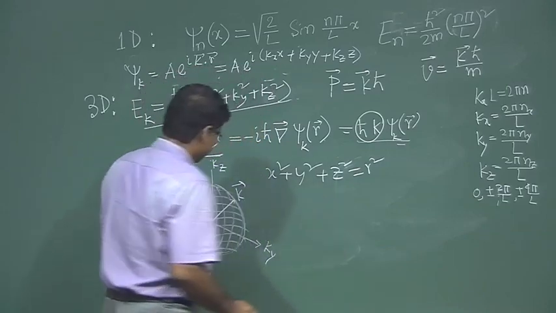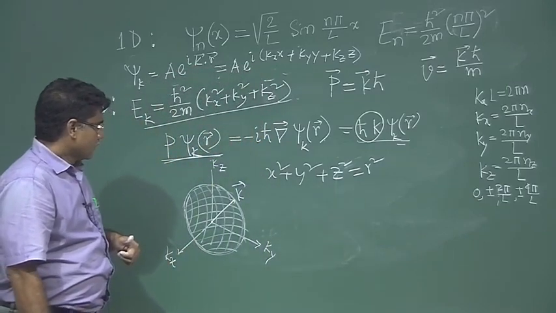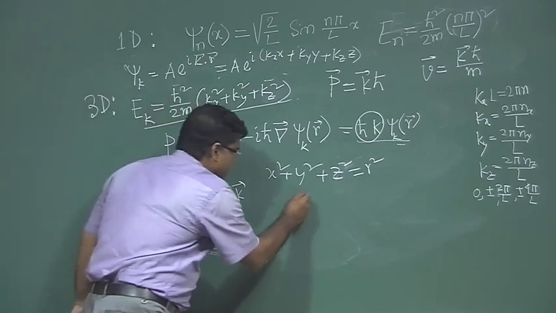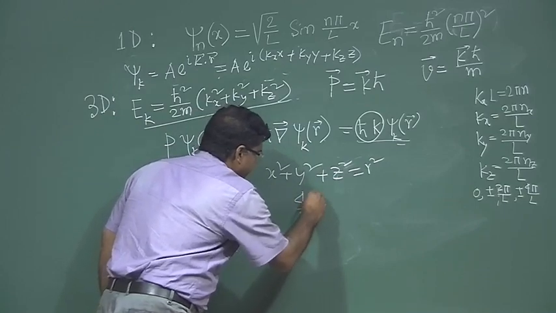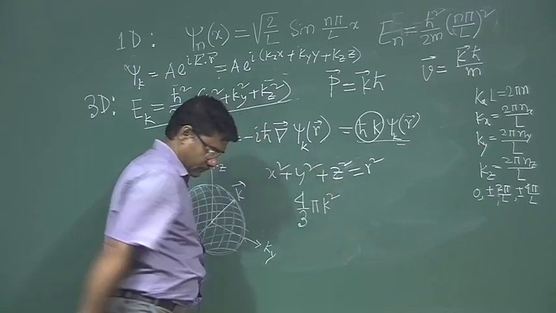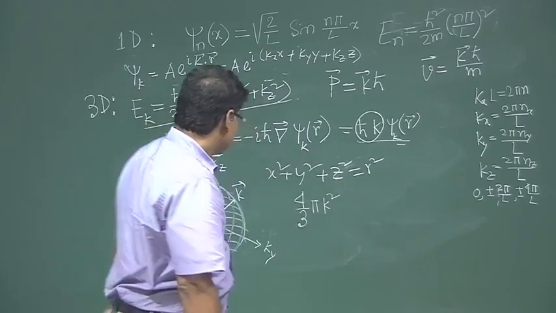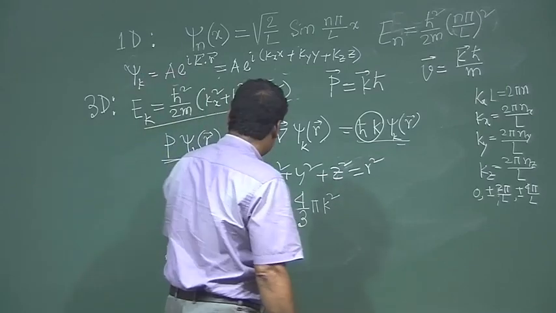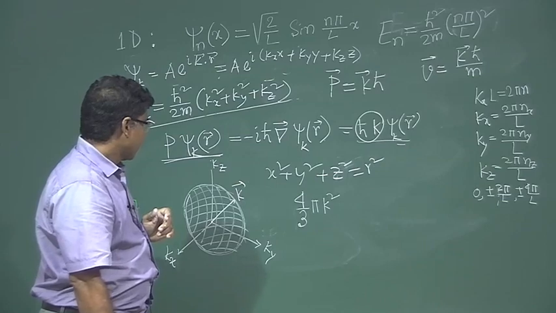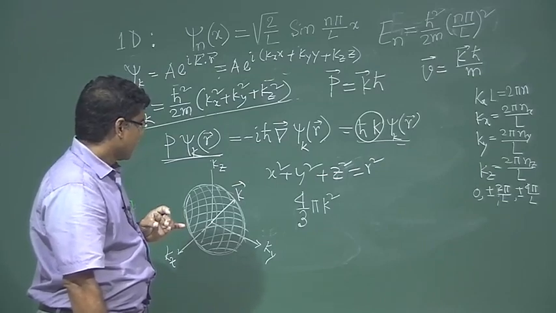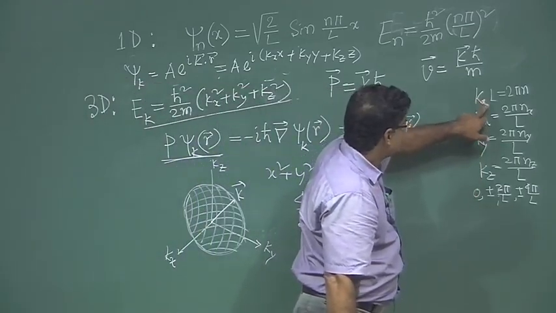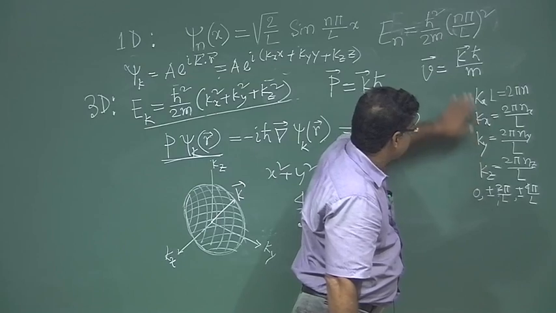The volume of this sphere will be 4/3 pi K cube, right. And if you look at these values Kx, Ky, Kz.